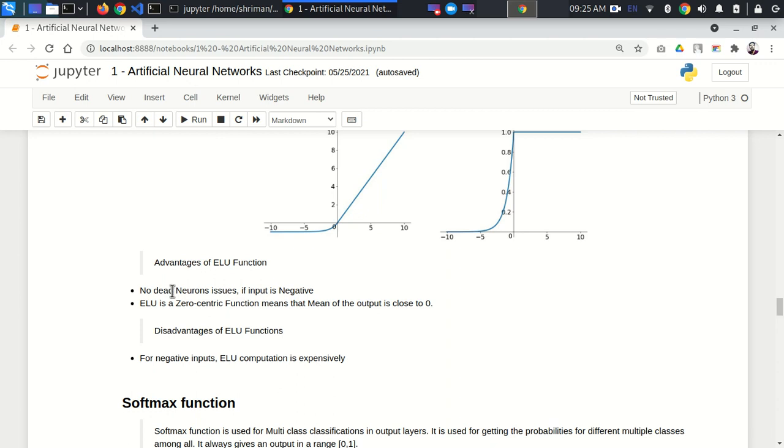Now advantages of ELU. No dead neuron issues here. There is no issue of dead neurons if the input is negative. And ELU is a zero-centric function. Again, its center is lying on the origin, so I think it is always good. Now disadvantages. For negative inputs, ELU computation is expensive.